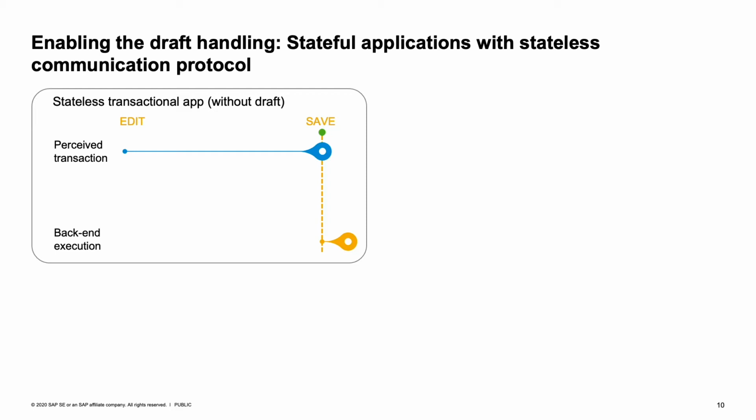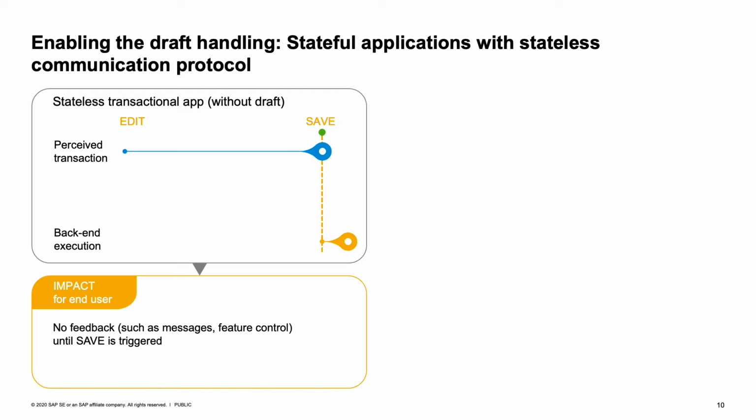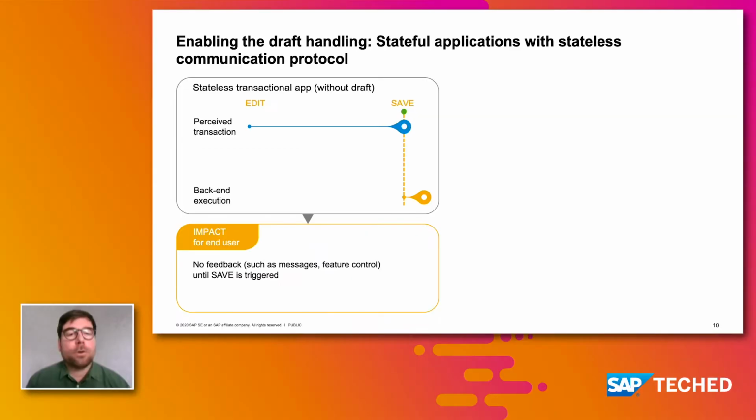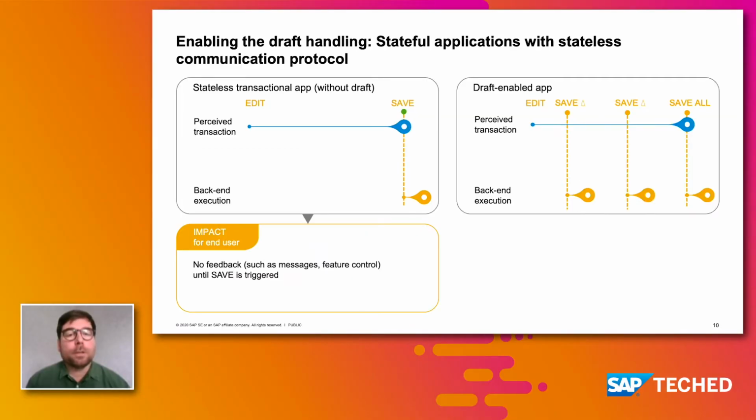If I don't have a draft application, between edit and save, there is no backend request. And therefore, we can also not execute backend logic. So therefore, we get not much feedback from our application. The end user only gets the feedback when the save button is triggered.